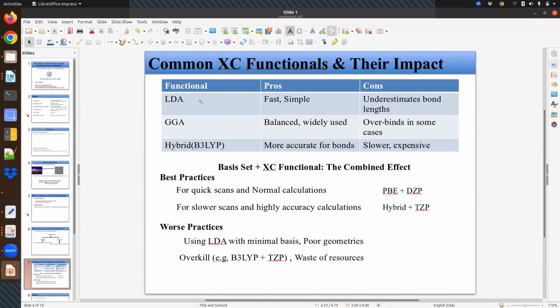Next are the common exchange correlation functionals and their impact. We are using either LDA, GGA, sometimes hybrid. LDA is fast and simple, but it underestimates the bond lengths. GGA is balanced and widely used, but in some cases you need to modify it; it also underestimates the band gap, etc. Hybrid is more accurate for bonds, for geometry especially, and other properties too, but it's slower and more expensive. So always you have to choose which one you should select.